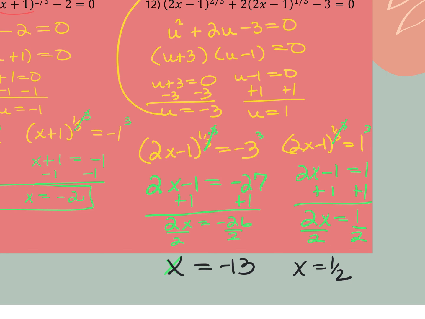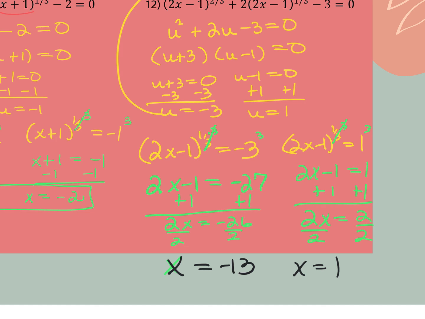I did it again. 1 plus 1 is 2. All right, I'm having problems adding 1 plus 1. So 2 divided by 2 is 1. So the answer here is 1. All that work and could be all messed up at the end.